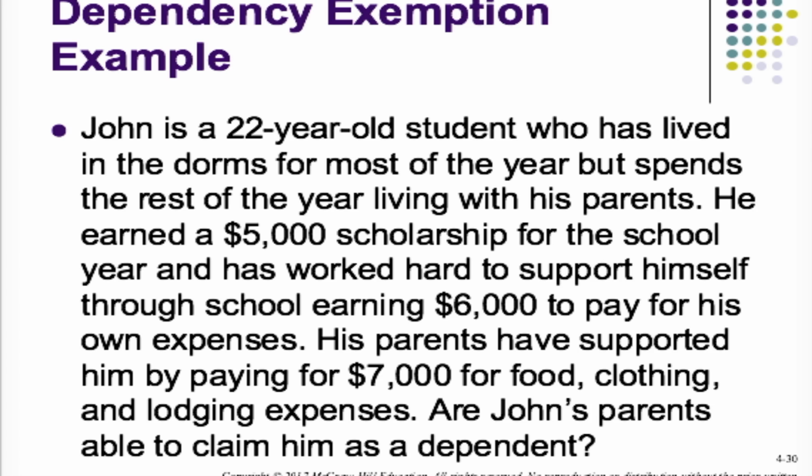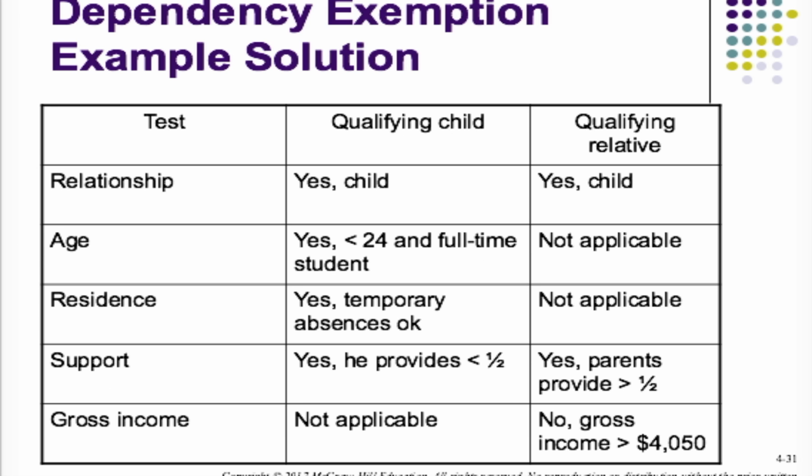John is a 22-year-old student who has lived in the dorms for most of the year but spends the rest of the year living with his parents. He earned a $5,000 scholarship for the school year and has worked hard to support himself through school, earning $6,000 to pay for his own expenses. His parents have supported him by paying for $7,000 for food, clothing, and lodging expenses. Are John's parents able to claim him as a dependent?